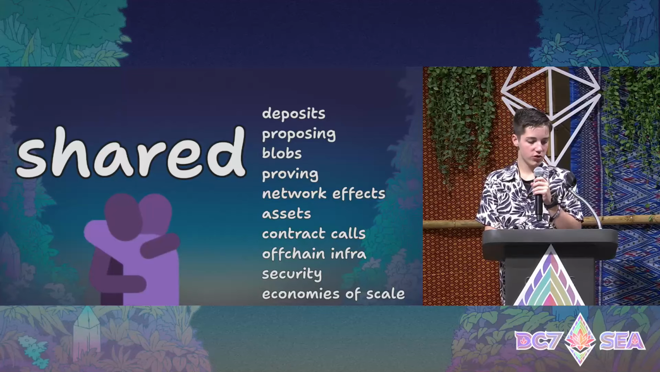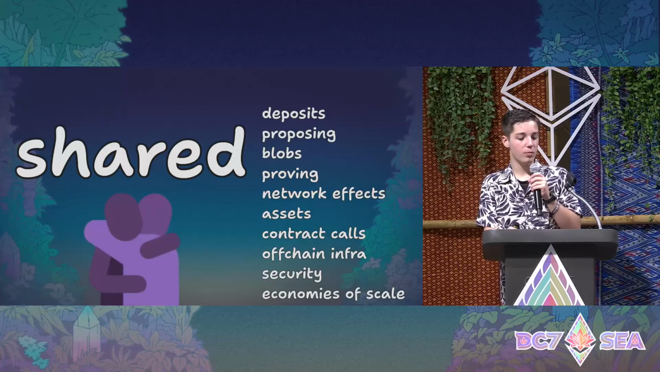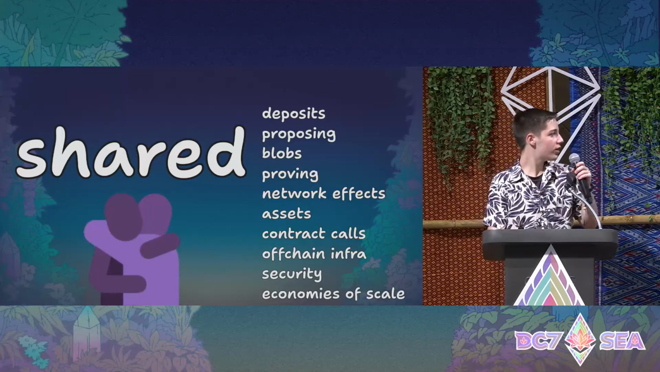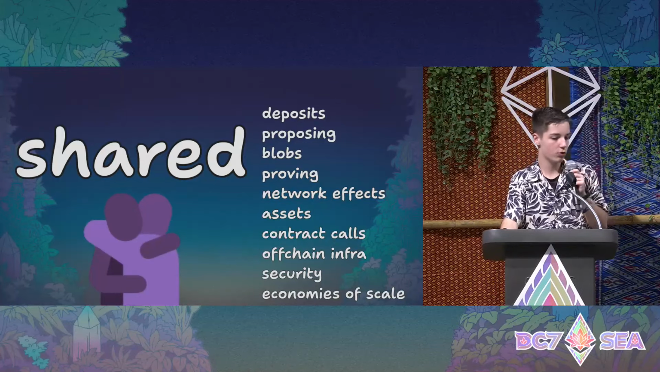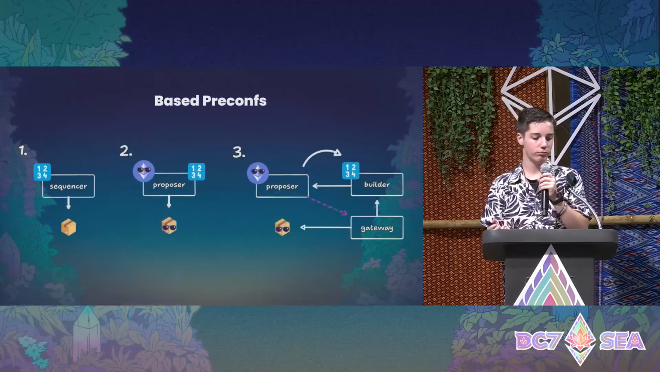Contract calls, of course. So we want to do contract calls. We want to batch those. Off-chain infra, that's pretty obvious. Security, that makes sense. And then, of course, economies of scale in everything we do.